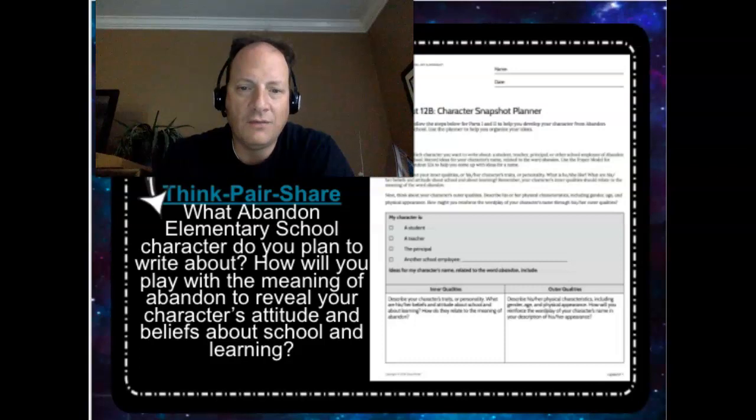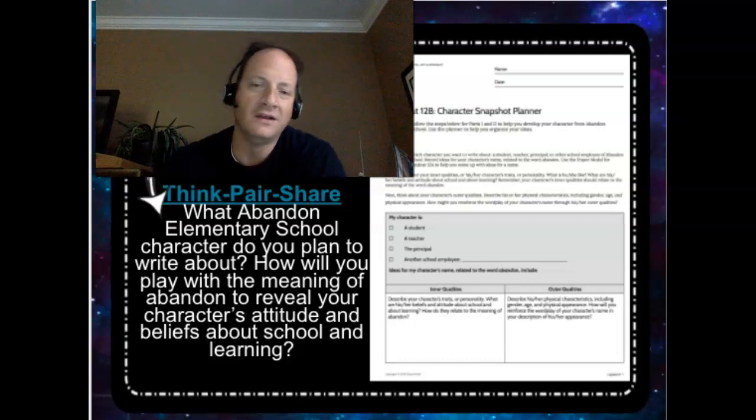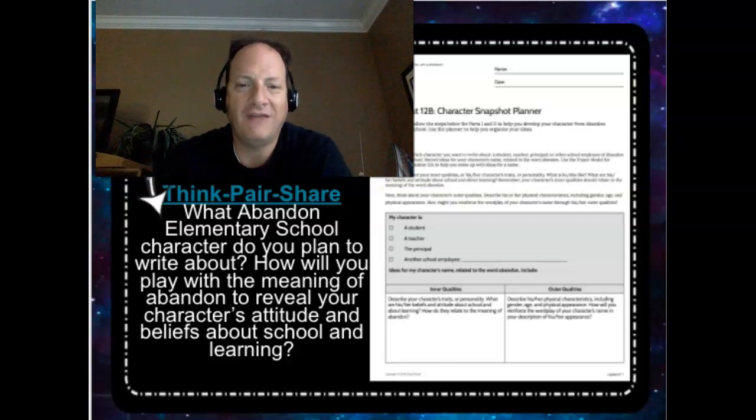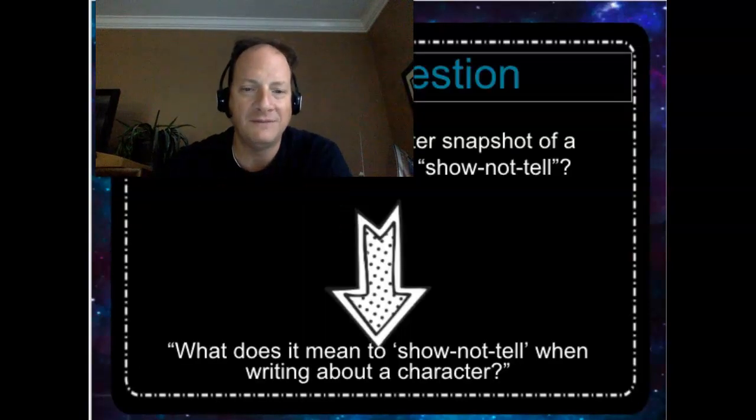It says, what abandoned elementary school character do you plan to write about? How will you play with the meaning of abandon to reveal your character's attitude and beliefs about school and learning? So again, this is fun. Don't make this stressful. You're just having fun. Think of a fun character you might meet at abandoned elementary school, or that Milo might meet. Okay? How do I plan a character snapshot of a jester-like character?